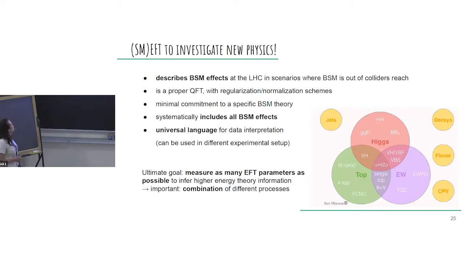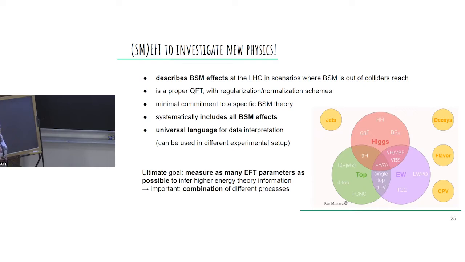So concluding, we can use effective field theory to describe beyond standard model effects, and it's a nice way to do it because we don't have to make many assumptions on the higher energy theory. So we can be in a way model independent in the search for new physics, and this approach systematically includes all the BSM effects, since we are considering all the possible deviations embedded in these operators.